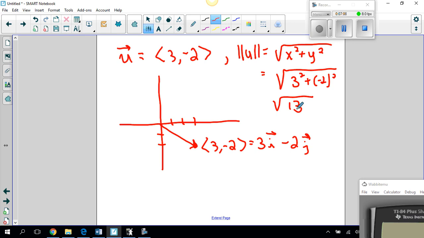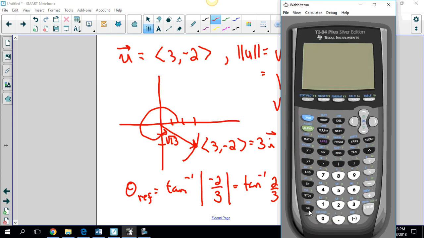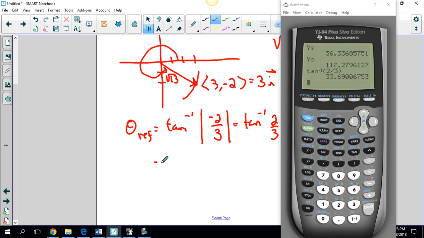So the magnitude of the vector, which is the length, is the square root of 13 on that imaginary circle. What is the trig angle? The trig angle, first you have to find theta ref, is inverse tangent, absolute value of y over x, which is inverse tangent of 2/3. Inverse tangent 2 divided by 3. If it's in degrees, you get a degree answer. If it's in radians, you get a radian answer. And I just got a degree answer.